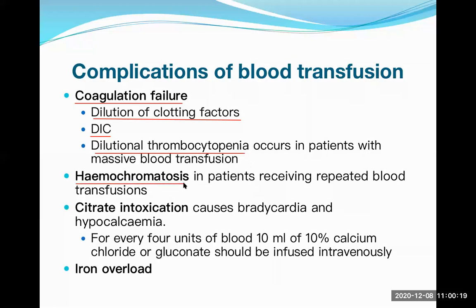Hemochromatosis is an iron overload condition. You already know the meaning. There are two types, primary hemochromatosis and secondary. Now, primary is a genetic disease. So this is not a case of primary here. This has to be secondary because the patient has developed it after receiving repeated blood transfusion.